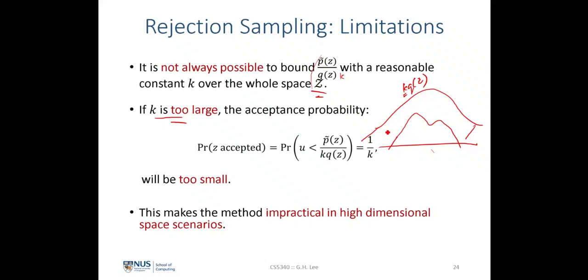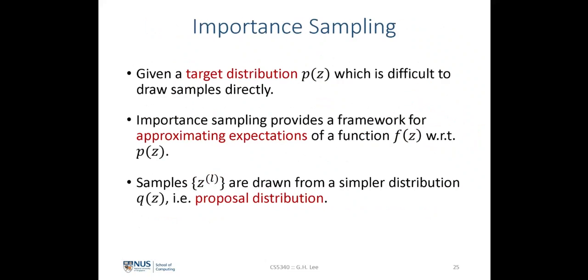Recall the gray regions where we will reject the samples of z drawn from the proposer distribution. In the case where k becomes too large, the gray region will also be consequently large. What this means is that there will be a very small chance that we will accept a sample drawn from the proposer distribution, and the rejection sampling algorithm will practically never terminate. This makes it impractical for high dimensional space scenarios.